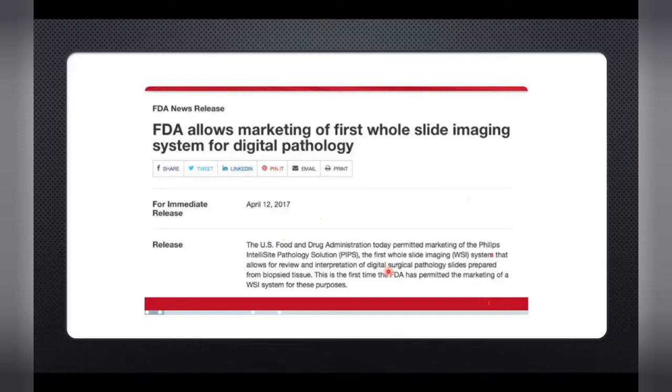We are not very far off, and a lot of companies have started acquiring this, and a lot of cities in India also have got this system in hospitals and labs.